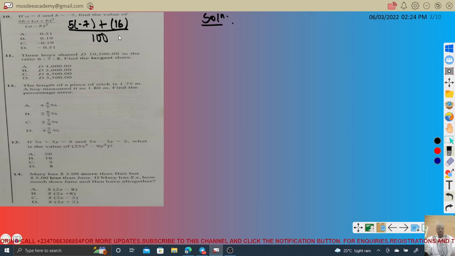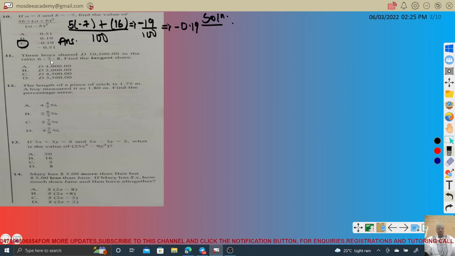On simplification, my dear student, this should give us 5 times that is minus 35. I hope I don't make a mistake. That is minus 35 plus 16 over 100. Our answer is negative, no doubt about that. So that is 35 minus 16, and 35 minus 16, we all know, is 19. So minus 19 over 100, which is simple to get. That's negative 0.19, and that is option C. I hope we got that one right. I hope we don't make a mistake, because any simple mistake can cause problems in this type of question.